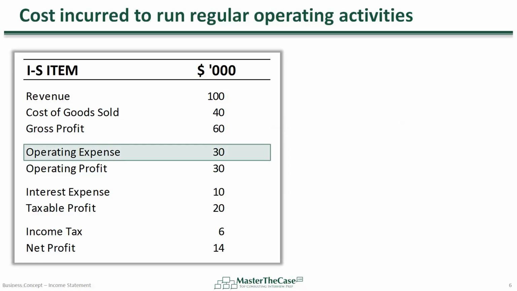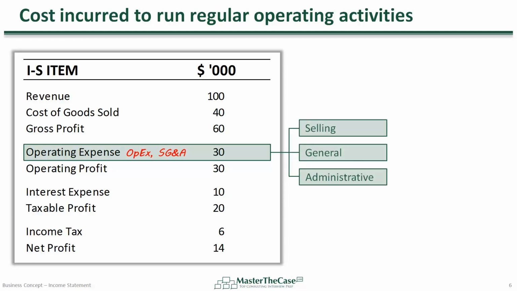The next line on the income statement is operating expense. It represents the cost incurred to run regular operating activities. Operating expense is also known as OPEX and SG&A. SG&A stands for selling, general, and administrative. In fact, that is how we can segment total operating expense into selling, general, and administrative expenses.